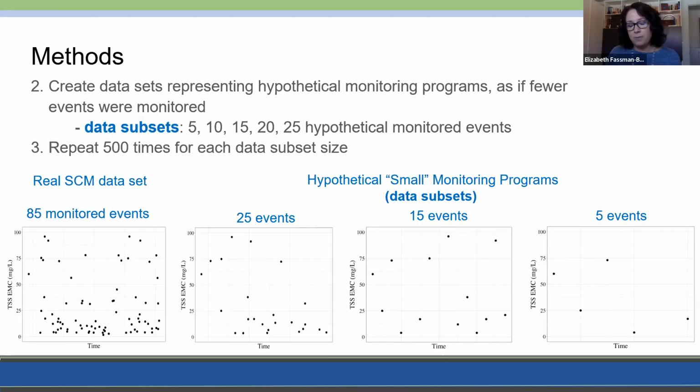And for each one of those hypothetical monitoring events, we repeated that extraction, that creation of the data subset, 500 times. So for our 85 events over here, there are 500 monitoring programs that only sampled 25 events. There are 500 monitoring programs that only sampled 15 events, and so on. Is that clear? That's kind of an important step for how we're doing the analysis. So if you have any questions at any time about the methods we've used or any of our assumptions, please drop them in the chat, and David's going to interrupt us so we make sure that we're keeping everybody with us.